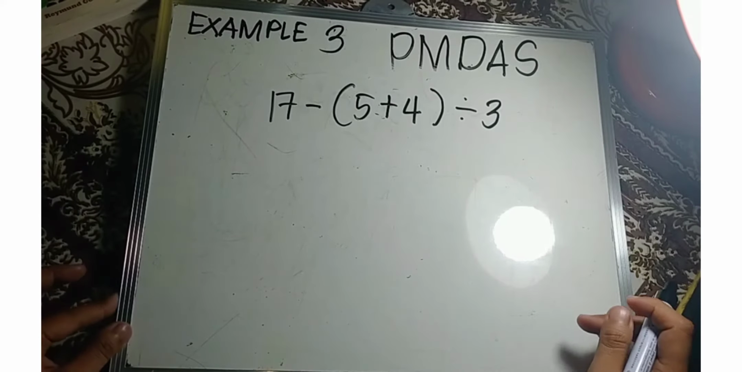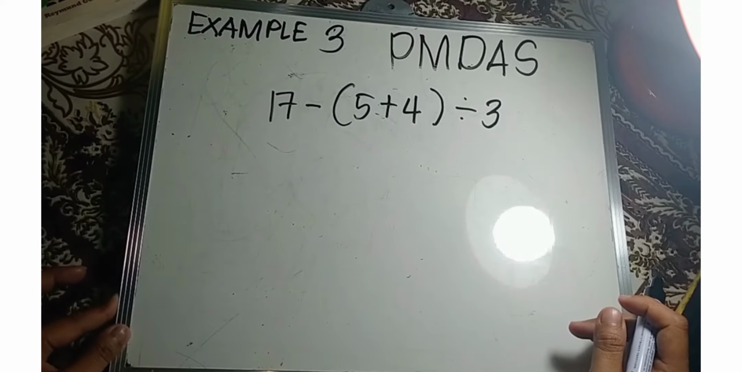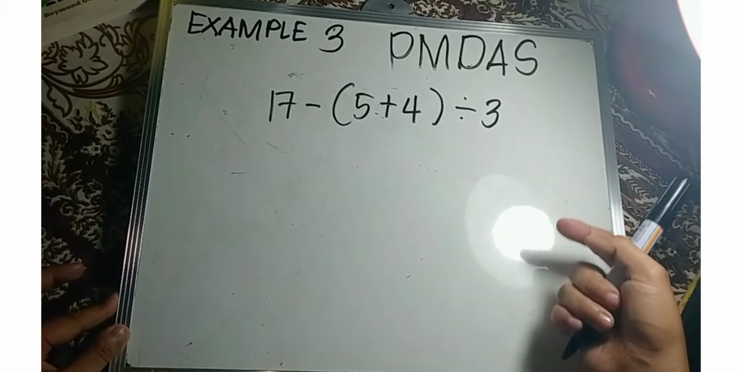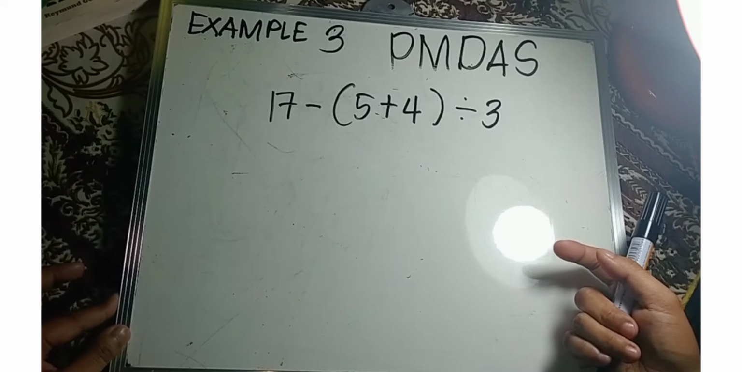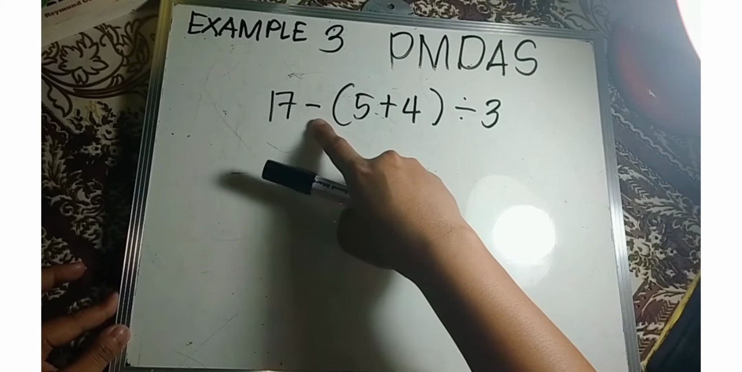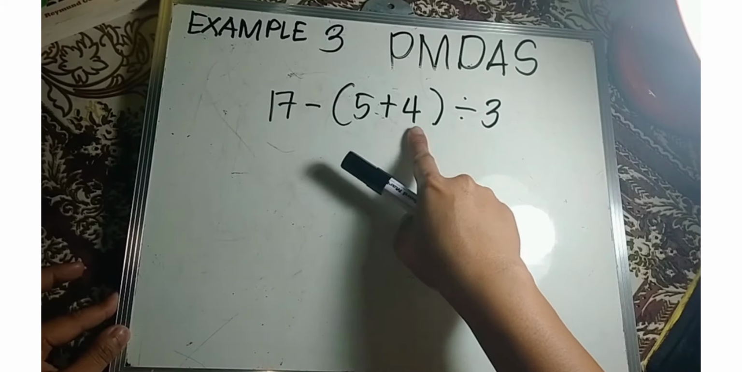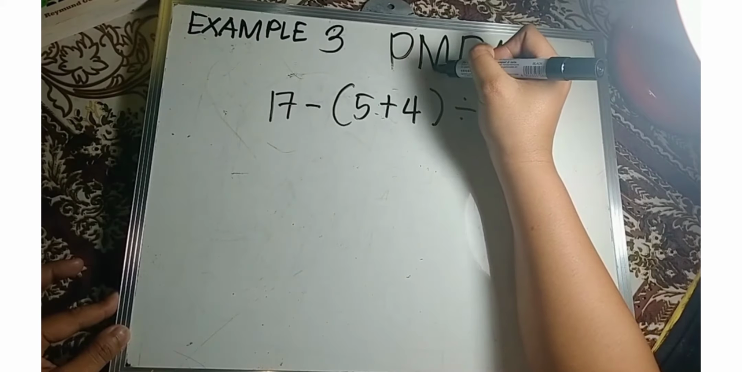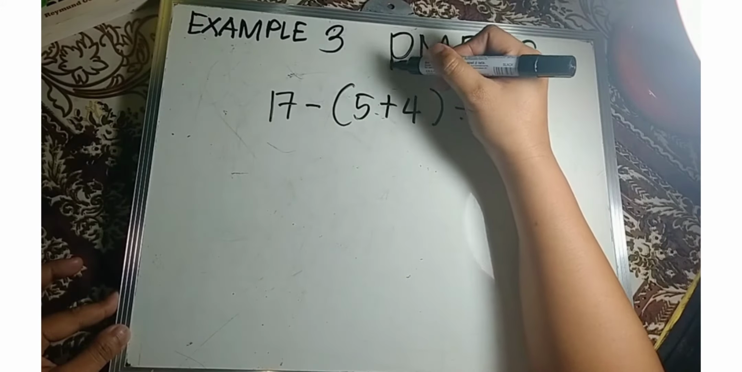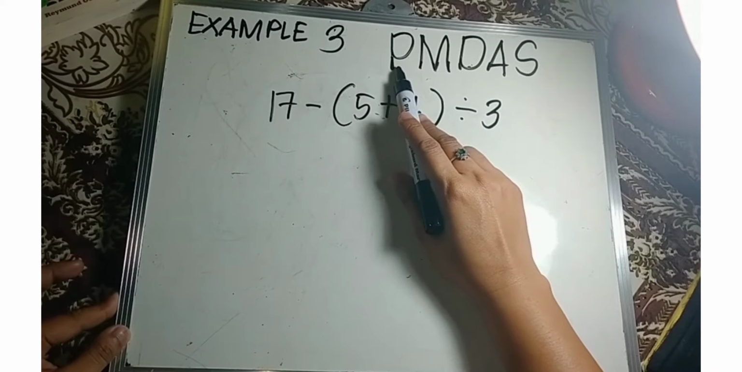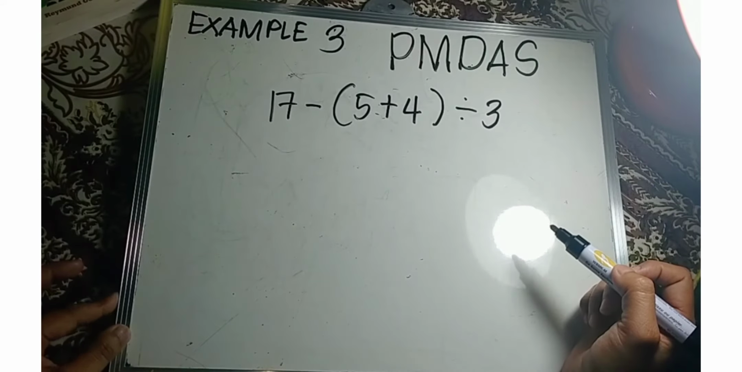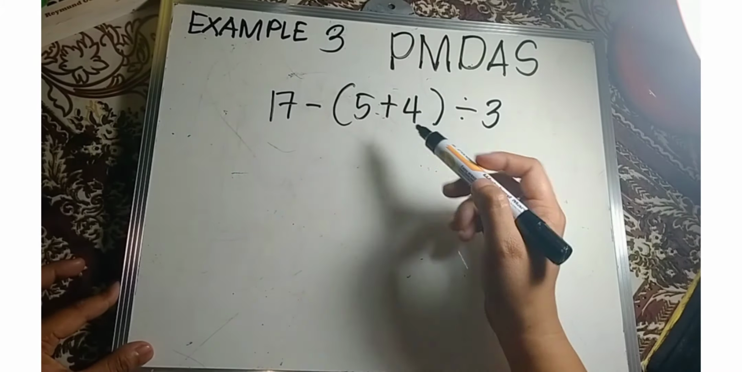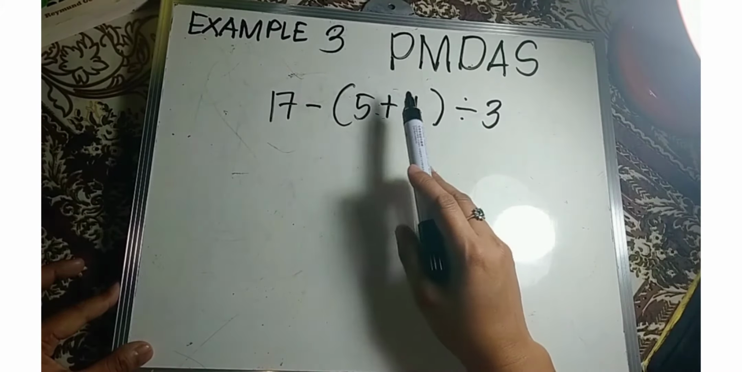Next, let us have example number 3. 17 minus quantity 5 plus 4 divided by 3. Again, if we are going to read this expression, 17 minus quantity 5 plus 4 divided by 3. So at first, if we are going to follow, or we need to follow the PEMDAS rule, P stands for parenthesis. So I have noticed here in the given na meron tayong parenthesis. Parenthesis composed of quantity 5 plus 4.